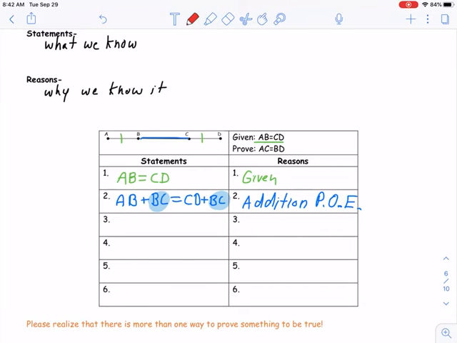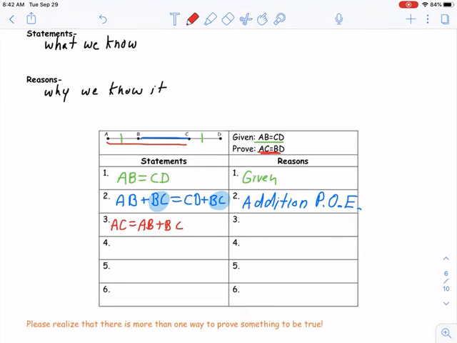Well, we need to look at our punchline. I need to talk about AC and BD. So we can almost reverse engineer this proof. We can look at the end, look at the conclusion, and think, how can I get there? That's reverse engineering. Well, looking at AC, I can just say AC is equal to AB plus BC.